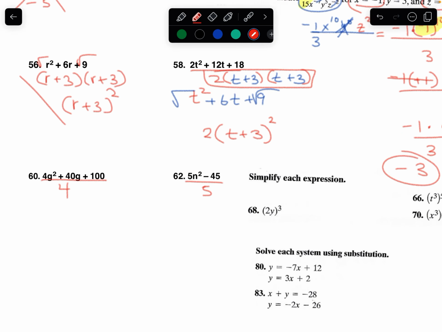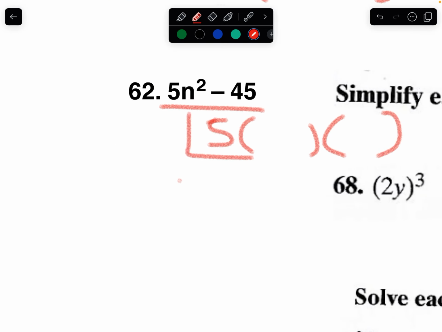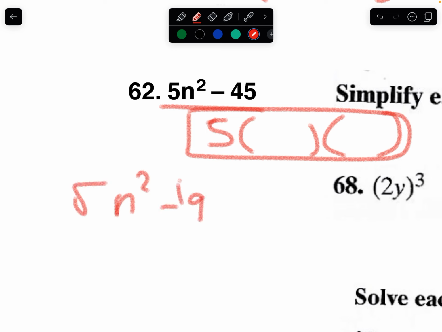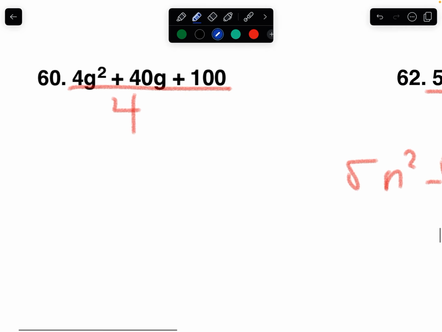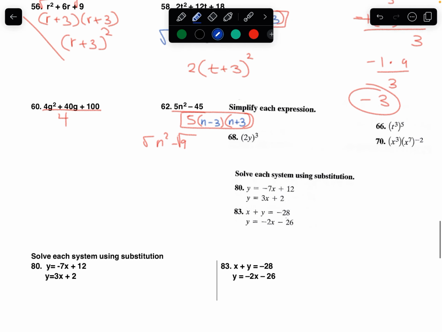Okay. I'm going to leave you to these because these are perfect squares, I think. Yep. This 5. Okay. N squared minus 9, square root. So that's n minus 3. And to get 0 in the middle, it has to be a +3. That's the answer there. And then you guys can do this. Still perfect square. And you guys can do the rest.